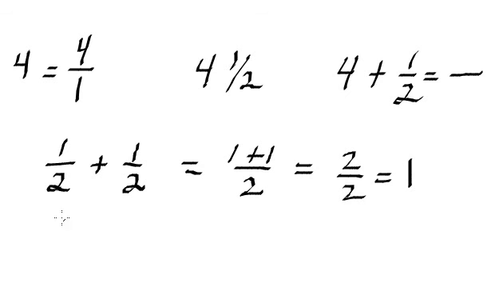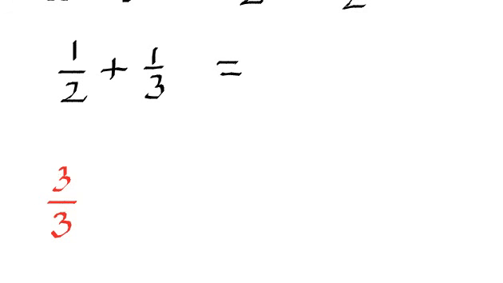Okay, let's look at something different here. What happens if the denominators are different? For example, if I had a half and I were to add a third to this, well, as you can see, the denominators are not equal. So we need to get these denominators equal, and we're going to do that by doing something real simple.